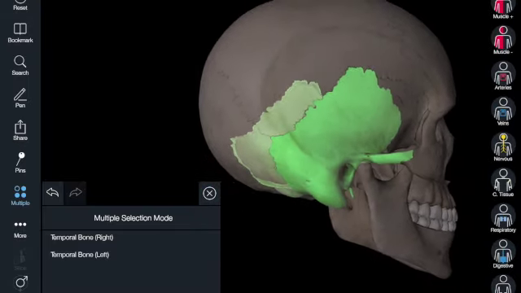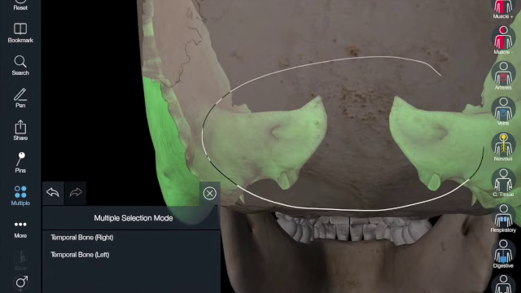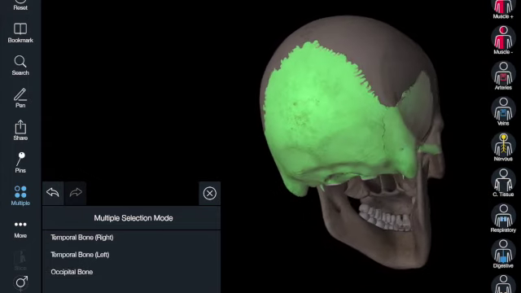The temporal bones are divided into 2 parts. The squamous part on the lateral aspect or on the outside of the skull, and the petrous part that houses the inner ear. Along with interacting with the parietal bones to form the squamous suture, the temporal bone also articulates with the sphenoid to form the sphenosquamous suture, and the occipital bones to form the occipitomastoid suture.